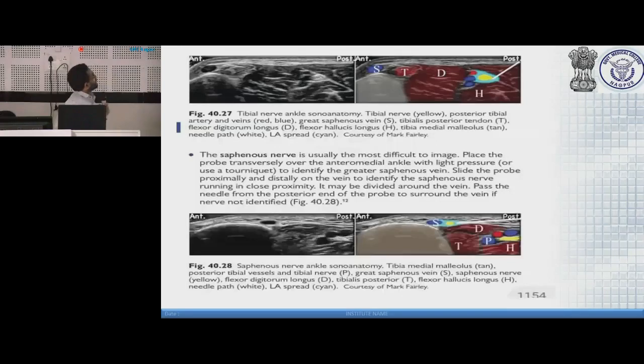This is the sonoanatomy for the tibial nerve block, and this is for the saphenous nerve. This is a nerve, the posterior tibial nerve. This is the saphenous nerve. This is the hallucis longus muscle, digitorum hallucis. Posterior tibialis tendon. So the needle path should be from here to here. Require at least 10 ml of local anesthetic drug to block this nerve. Again, this is the saphenous nerve, and the saphenous nerve accompanies the saphenous vein.